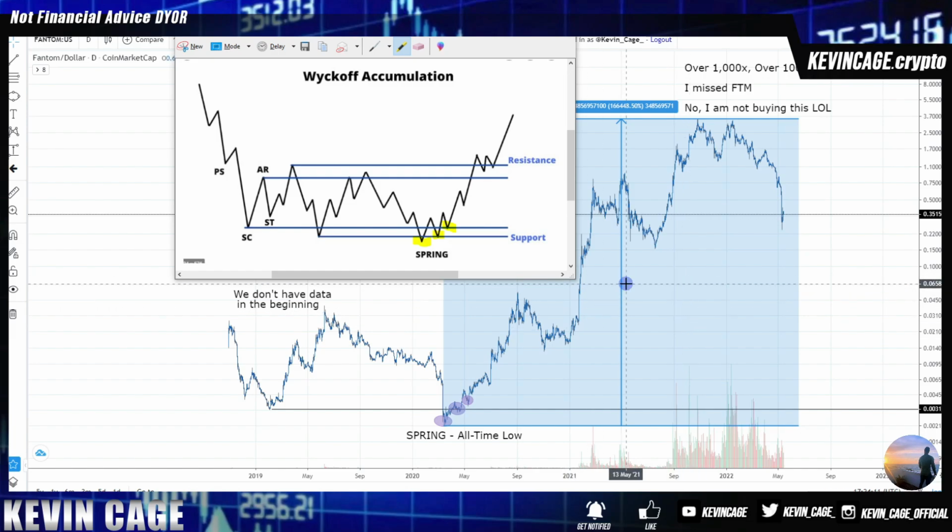Now, I wanted to show this example of the Phantom price chart because some alts are creating all-time low prices, and a lot of people are freaking out. And I want to go over Wyckoff accumulation. This is one of the schematics, and what happens after this all-time low price that serves as the spring.